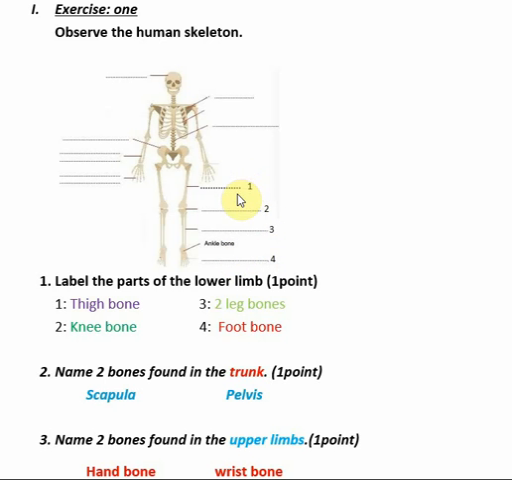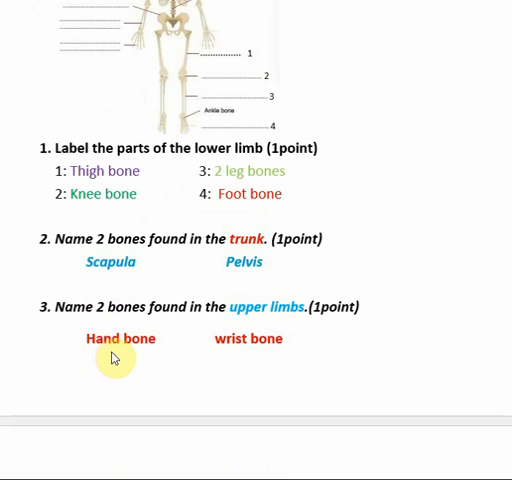1 is the thigh bone, 2 is the knee bone, 3 is the leg bones or two leg bones, and 4 the foot bone. In number 2, you are going to name two bones found in the trunk, any two bones. You can name, for example, scapula and pelvis. In number 3, you are going to name two bones found in the upper limbs. You can name hand bone, wrist bone.